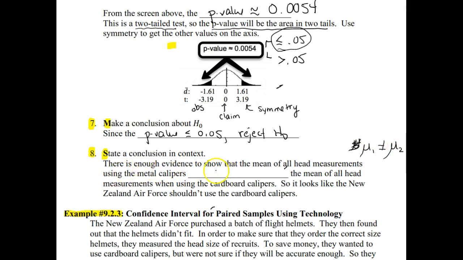So there is enough evidence to show that the mean of all head measurements using the metal calipers, because that was what mu1 was, differs from, so that's our is not equal to, mu2, which was the mean of all head measurements when using the cardboard calipers. So they do measure differently. The cardboard ones do not give us the same measurement that the metal ones do. So it looks like the New Zealand Air Force shouldn't use the cardboard calipers because they are not giving us a correct reading. They don't want to get another set of helmets that don't fit.